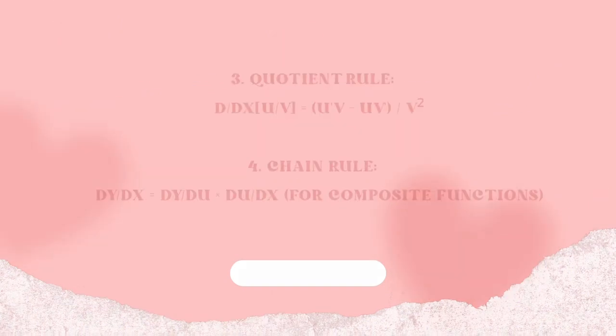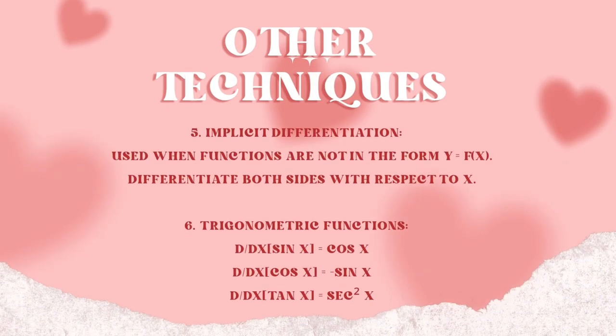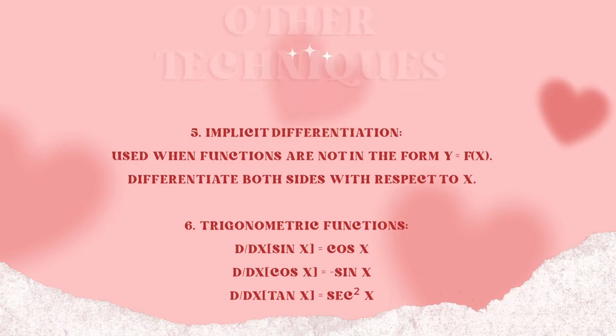Other techniques. 5. Implicit differentiation. Use it when functions are not in the form y equals f of x. Differentiate both sides with respect to x. 6. Trigonometric functions. The derivative of sin x is cosine x. The derivative of cosine x is negative sin x. The derivative of tangent x is secant squared x.